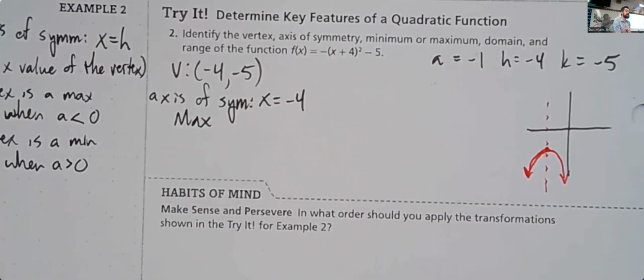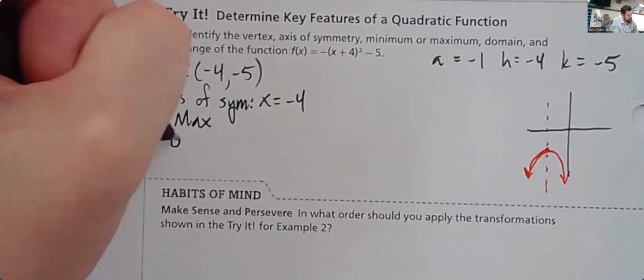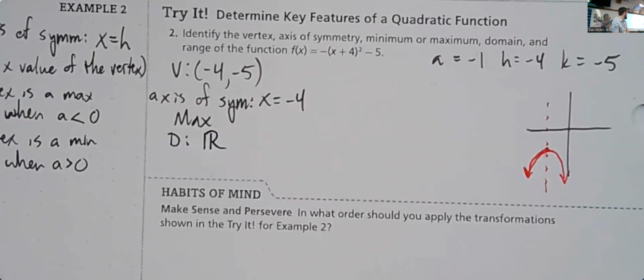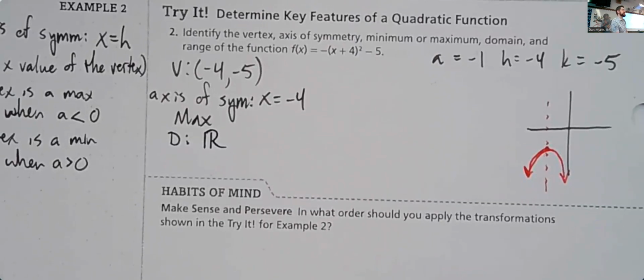Now, we've talked about domain quite a bit, but just as a reminder, domain are all the possible values of x. And if you recall, the domain for every single function is going to be the same. You better remember what it is. All real numbers. Good. So the domain is all real numbers. Remember, that's just that capital R with two vertical lines. That's our domain.